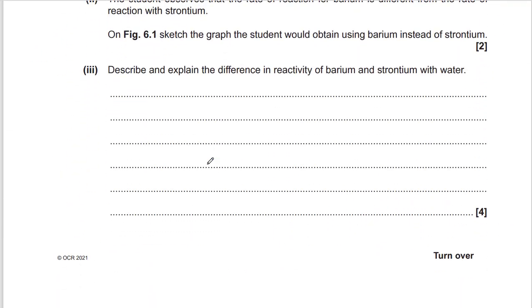Now, in terms of explaining this for 4 marks, this is a massively easy question. So, first thing you write, it sounds like a really ridiculous thing to write, but you just say describe and explain. So describing first, just write barium more reactive than strontium. That's 1 mark. Stating the obvious gets you 1 mark. Then we have to talk about the rest of it.